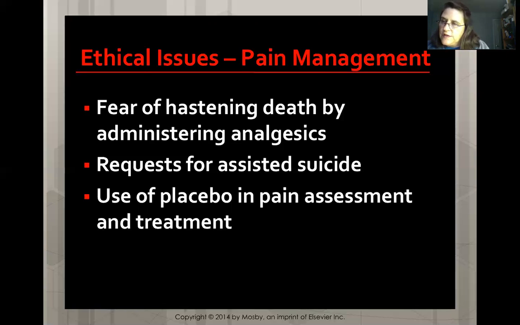The use of placebos in pain assessment and treatment is unethical. Using a placebo involves deceiving patients by making them believe they are receiving an analgesic, usually an opioid, when in fact they are getting some kind of inert substance such as saline. The use of a placebo to assess or treat pain is condemned by several professional organizations.